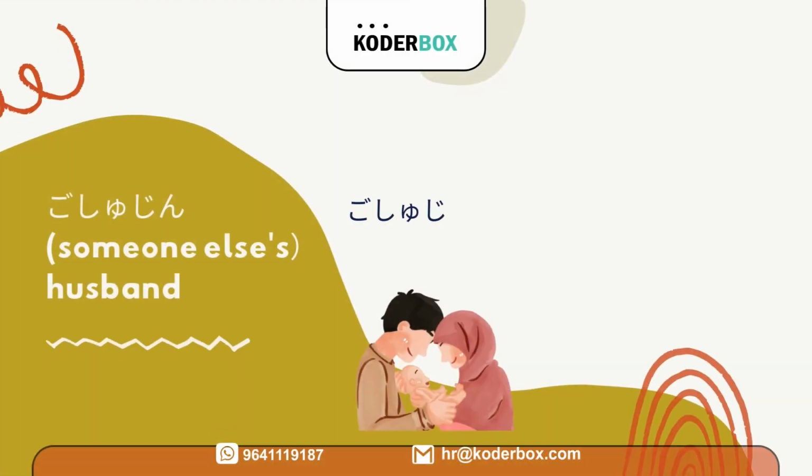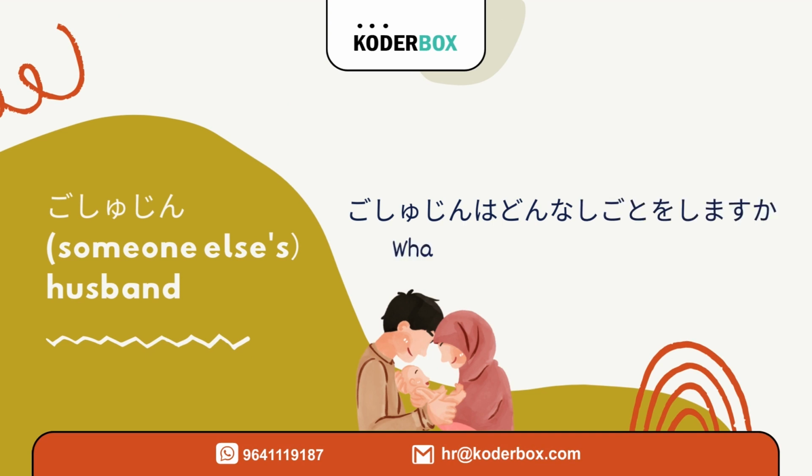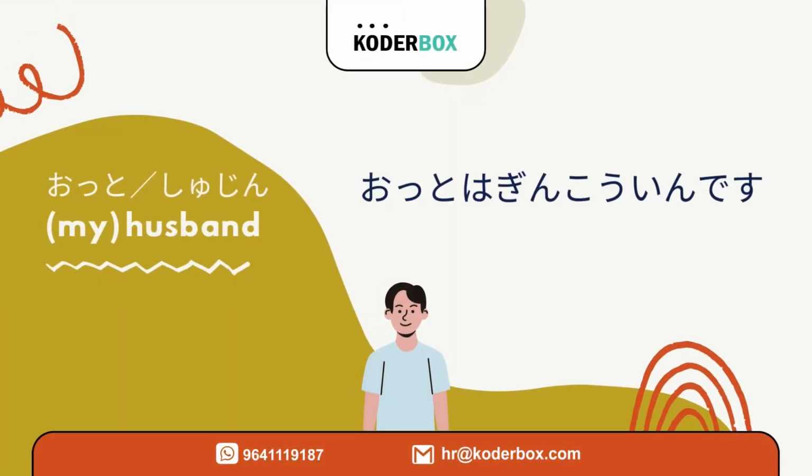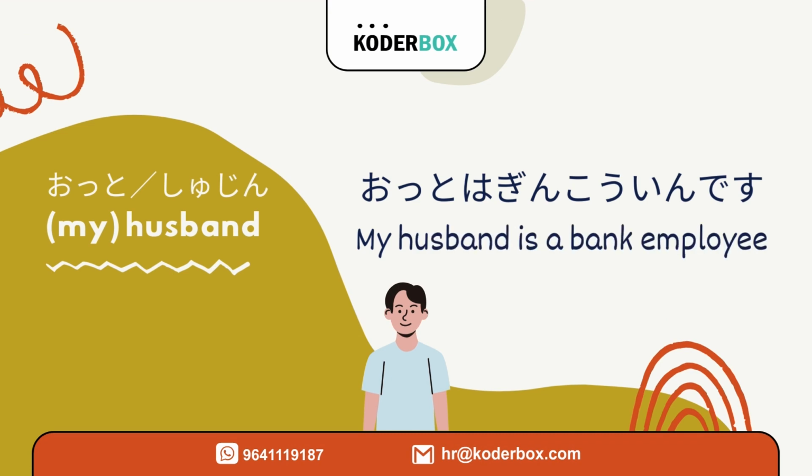First, go-shujin, someone else's husband. Go-shujin wa donna shigoto shimasu ka? What work does your husband do? Second, otto, shujin, my husband. Otto wa ginkōin desu. My husband is a bank employee.